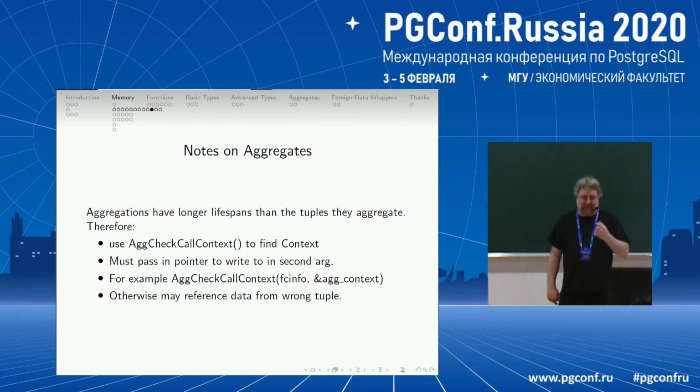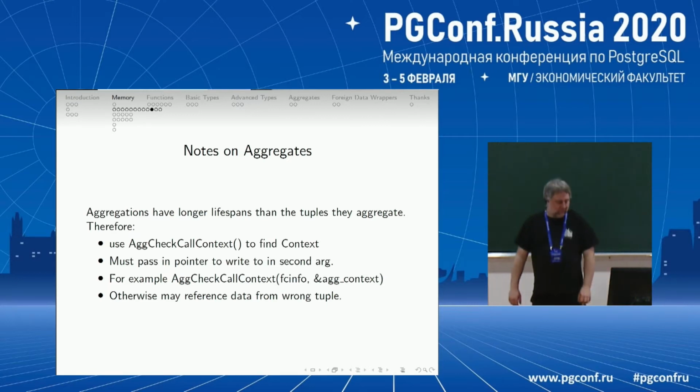So if you're writing aggregates in C, and you're doing anything with pass by reference types, which we'll get to in a moment, you will almost certainly want to use the AggCheckCallContext. You pass in an argument, so you can see the call here, where it says AggCheckCallContext fcinfo. That pointer, that address to the agg context, is where it will then write the pointer.